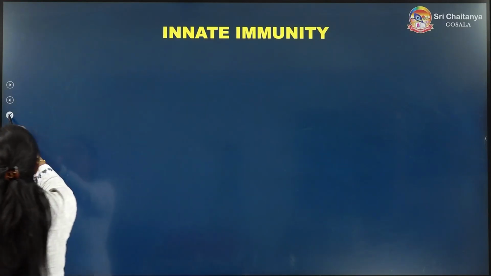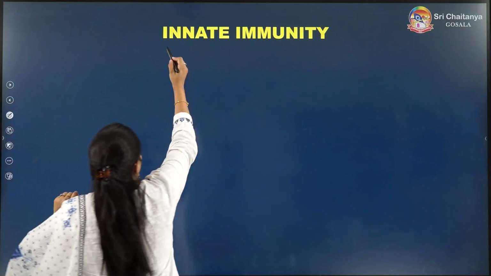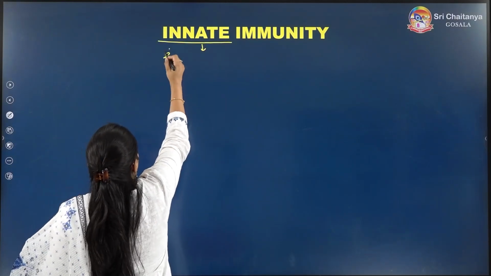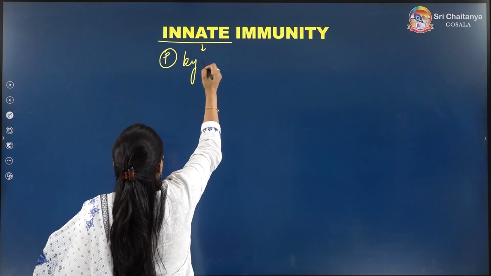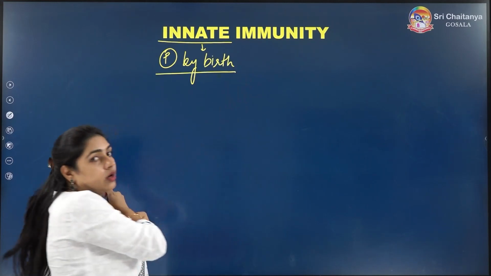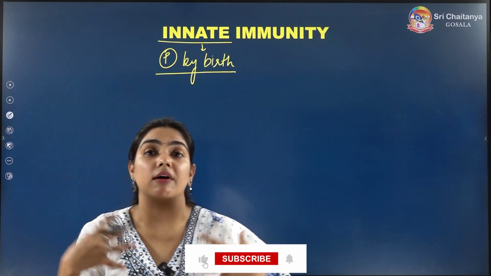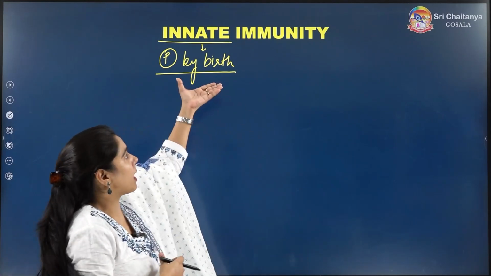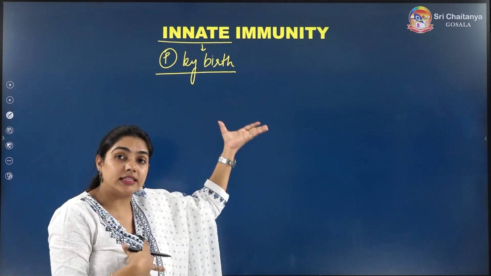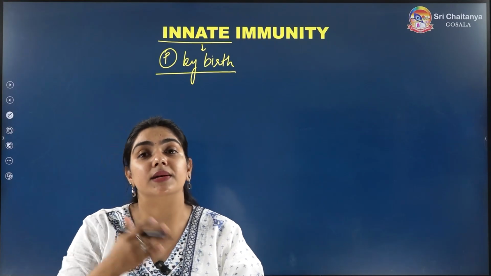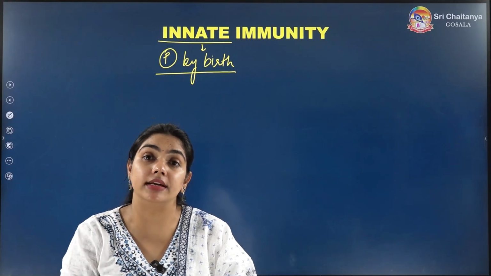When we talk about innate immunity, this is present by birth. We have this power by birth only. It's not like we have got this power after birth. We have not acquired it after birth. This power, innate immunity, is present in us by birth. So how is it present? It is present in the form of certain barriers.